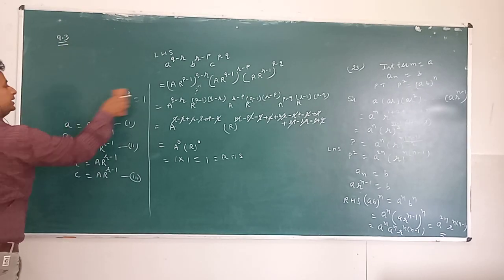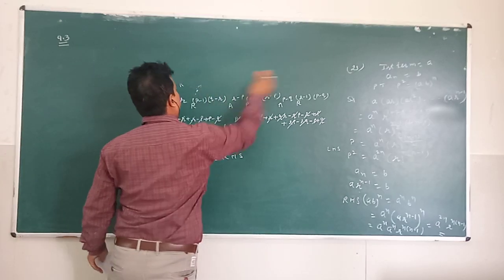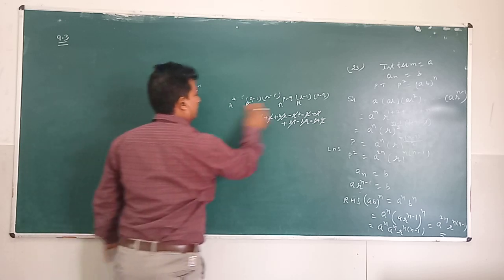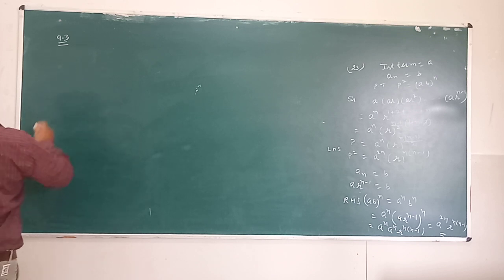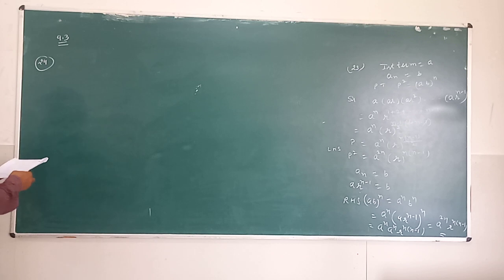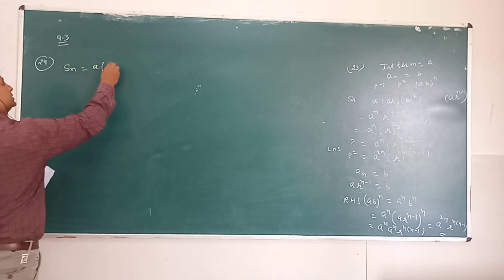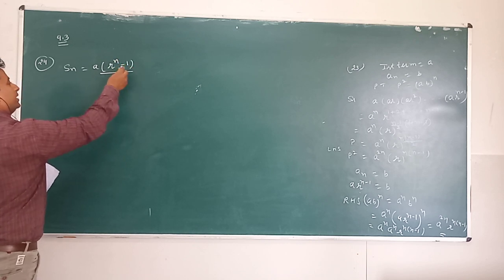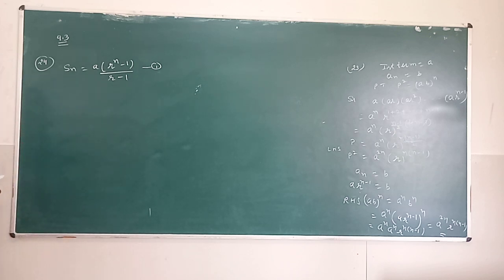In question number 24, the statement is: show that the ratio of the sum of the first n terms of a GP to the sum of the terms from (n+1) to 2n is 1/r^n. So in this, first we write the sum of n terms, which is a(r^n − 1)/(r − 1). This is equation number 1.